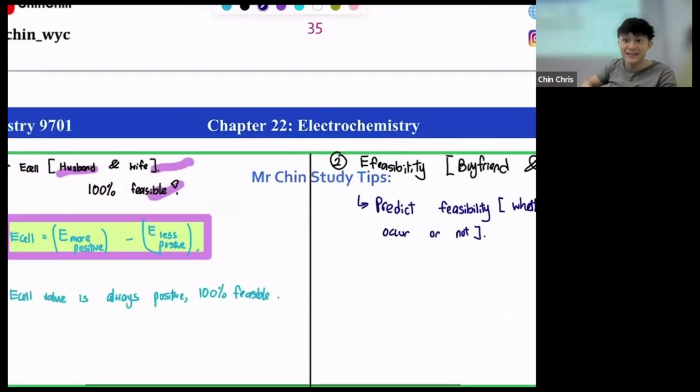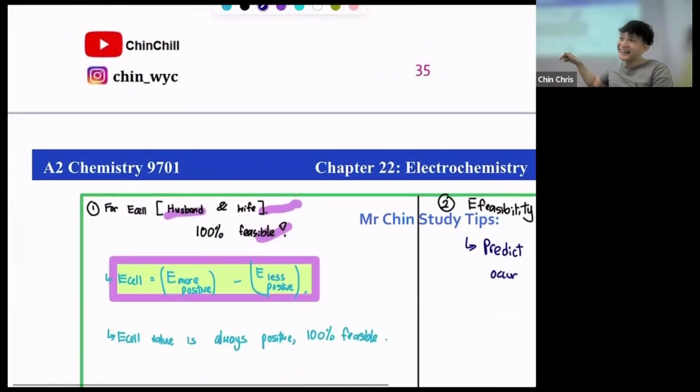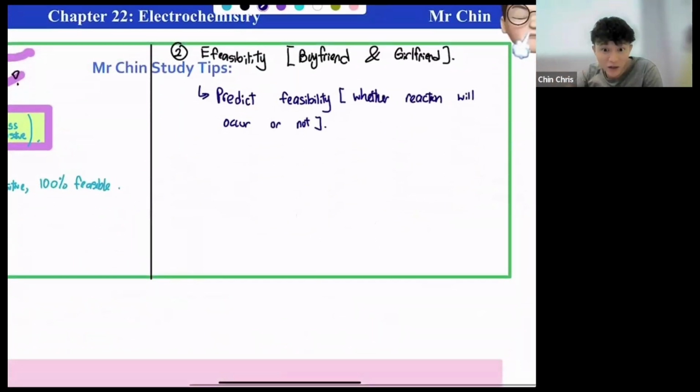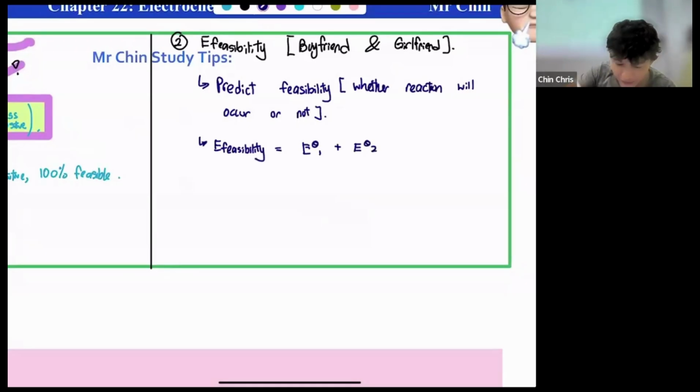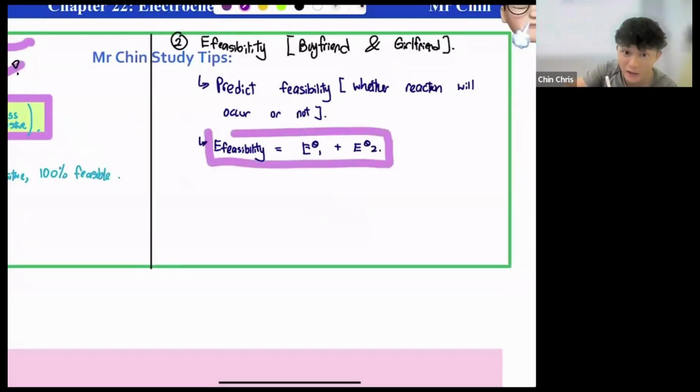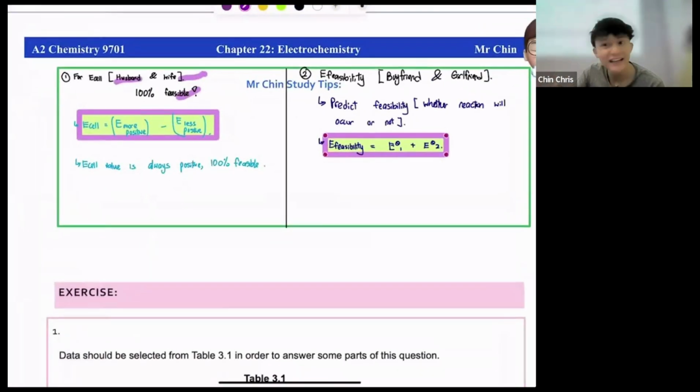You don't go and use your husband and wife formula. This is for husband and wife, and you don't use the wrong formula. You must be able to identify first. For your E feasibility, the method is always E naught 1 plus E naught 2. Do you see a different formula right now? If you use the wrong formula, you will be knocked out. The tricky part is application. You must know how to apply.